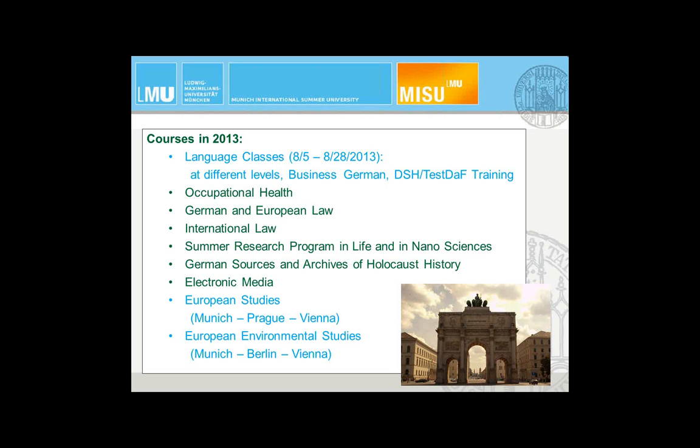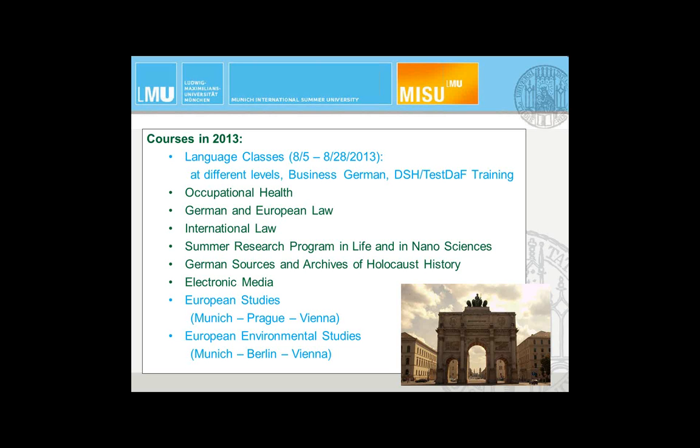The next program I want to mention is the course on German sources and archives of Holocaust history. Again, a program for students who have knowledge in that field. 6 weeks in the summer, and no fees for the program except for an optional German language course. Electronic media is a course for business students, students in communication science, informatics, or management. A great course that runs for 9 weeks in the summer. It's classroom and also an internship in a German media company.